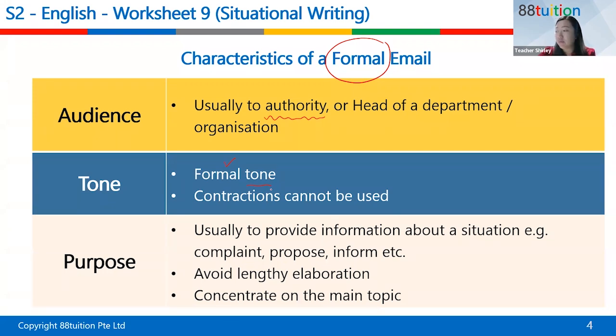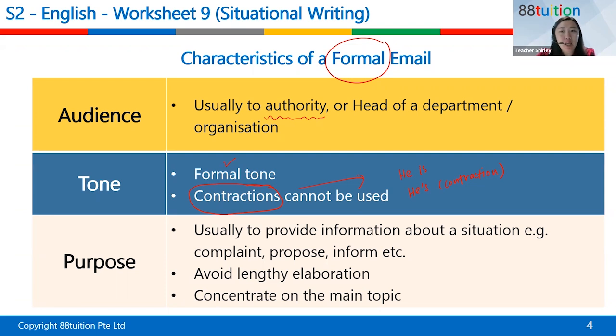Contractions cannot be used. What do we mean by contractions? Contractions meaning, for example, "he is", right? You actually write it in short, "he's", with the apostrophe there. So this is a contraction, and it should be avoided at all times, especially for formal writing.